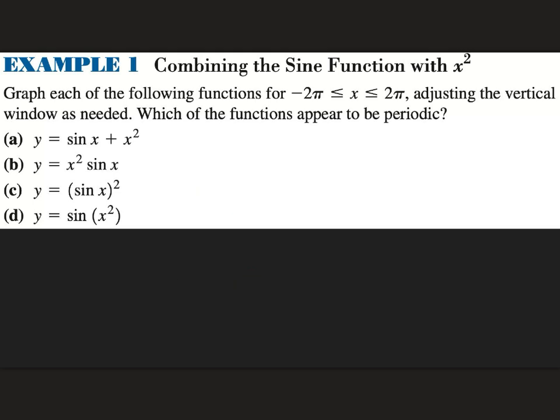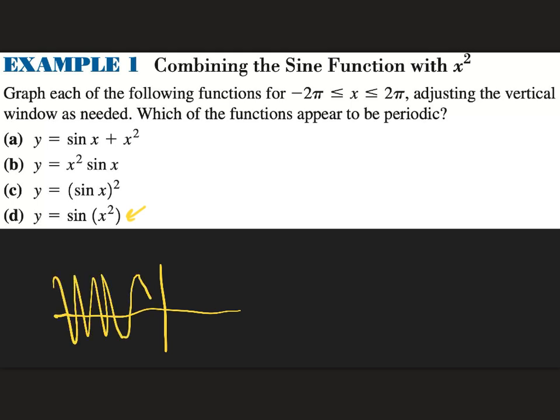Okay, with D, we left the same windows as C. So leave the windows the same. And then you get this. All right, so as you get close to 0, the wave spreads out. And then as you get further away, the wave crunches up. So this is not periodic.